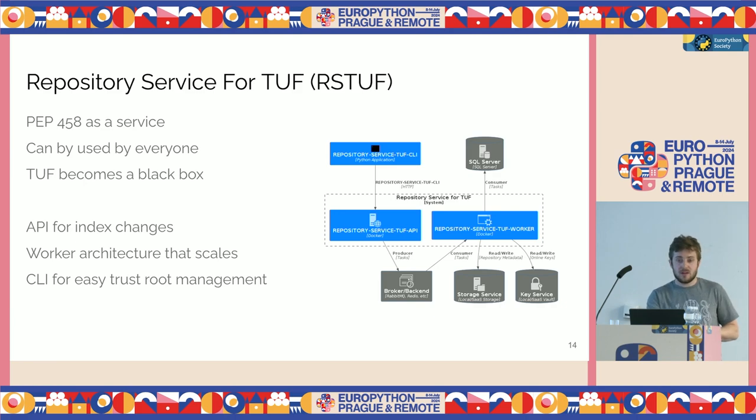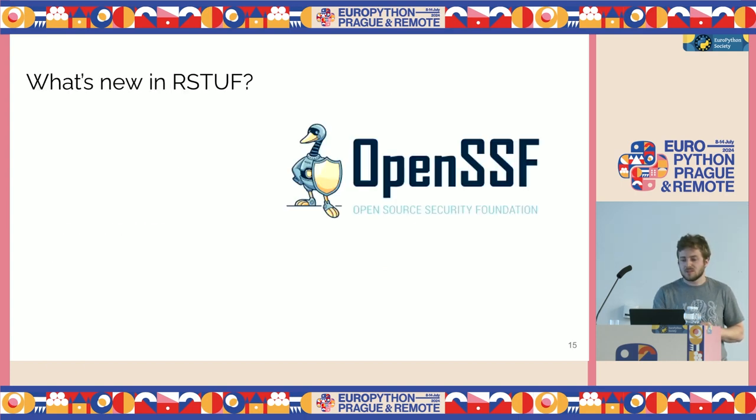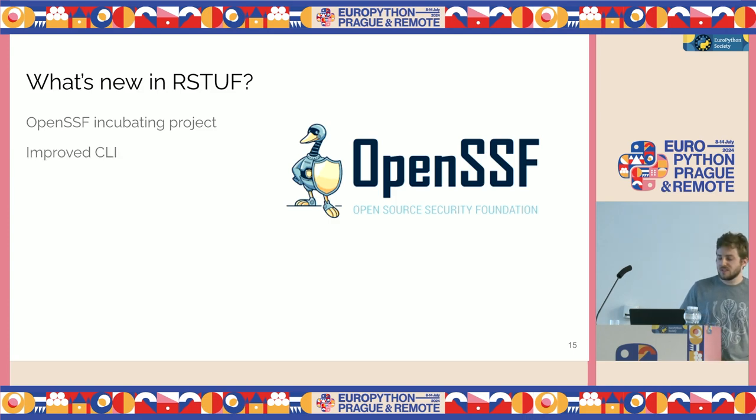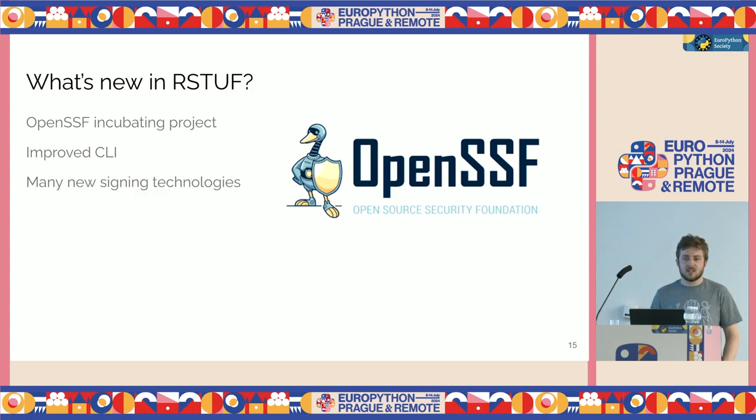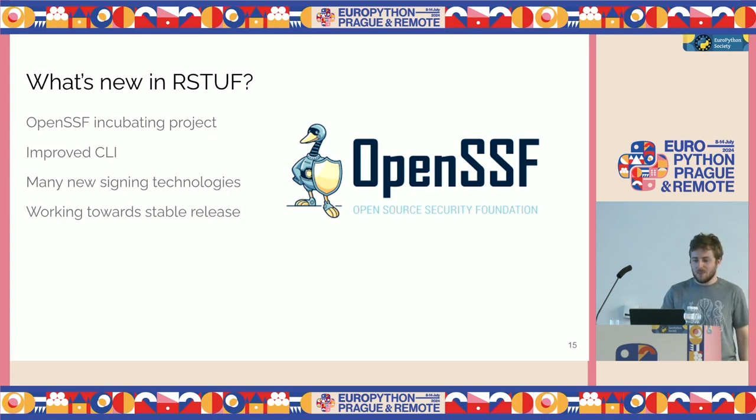Kairo and his colleague Martin already presented RSTUF last year at EuroPython. And since then, there have been a bunch of developments. It's now an OpenSSF incubating project, which is nice. It gives us visibility, can attract new collaborators. It has a massively improved CLI, which allows it to easily add arbitrary signing technologies. It's ready to support AWS, GCP, Azure, HashiCorp, and so on. You can configure all of those via the CLI, and then it magically works in the service. And we put a lot of effort to work towards a stable release. Our stuff is still in pre-release phase, but we're getting there.